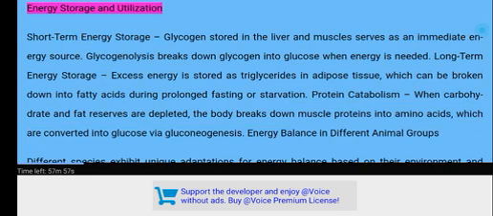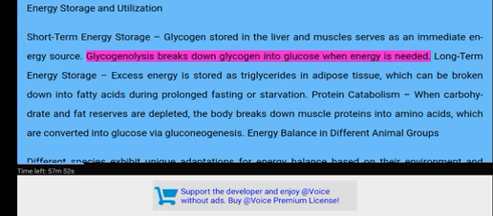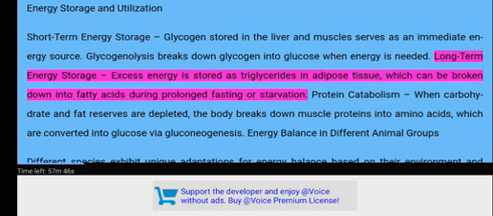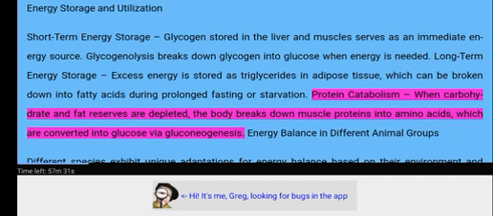Energy storage and utilization. Short-term energy storage: glycogen stored in the liver and muscle serves as an immediate energy source. Glycogenolysis breaks down glycogen into glucose when energy is needed. Long-term energy storage: excess energy is stored as triglycerides in adipose tissue, which can be broken down into fatty acids during prolonged fasting or starvation. Protein catabolism: when carbohydrate and fat reserves are depleted, the body breaks down muscle proteins into amino acids, which are converted into glucose via gluconeogenesis.